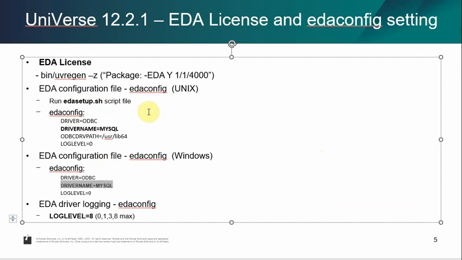If you have any question or problem, you might want to enable the EDA driver log. Basically, you just change the log level to the maximum number, 8. There are a couple of options to change it in the EDA configuration file. Then the next EDA connection or EDA function will create a log on your system.